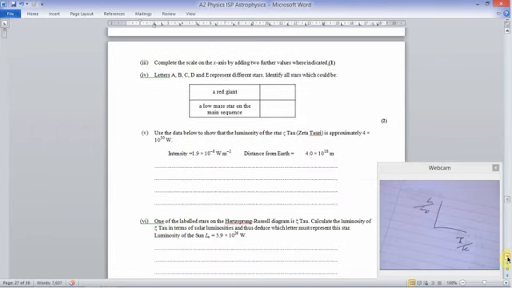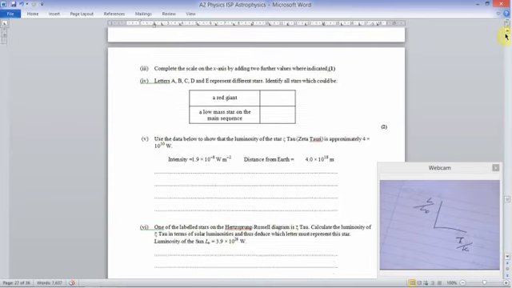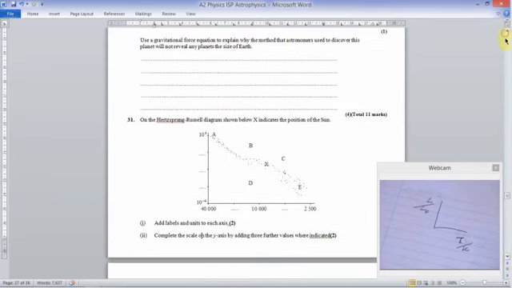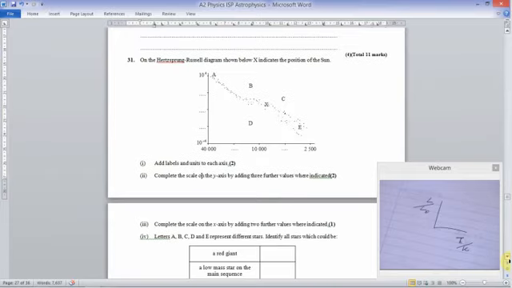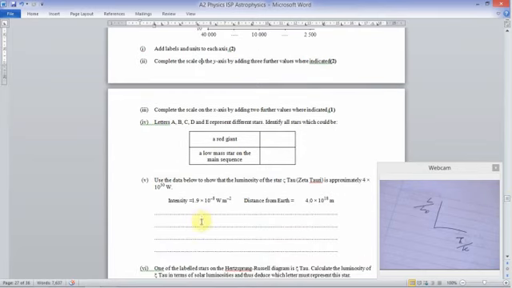Use the data below to show the luminosity of star tau is approximately 4 times 10 to the 30. I'm just going to check the question. I've probably skipped over a bit where we've been given some information on it. I think it's on the graph, we just can't see it clearly on my version. Let's have a look. Oh, no, hold on. Silly me. We've got the information for it down here.